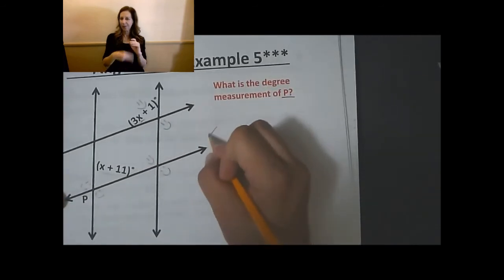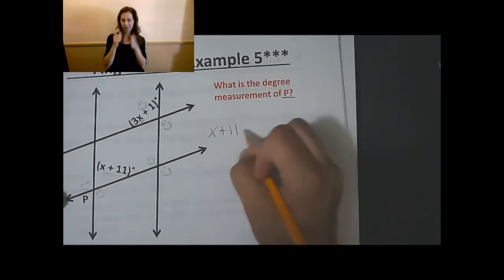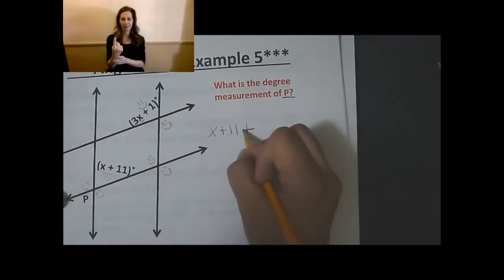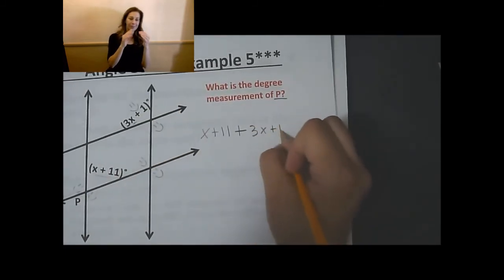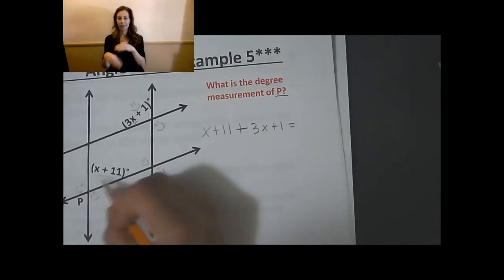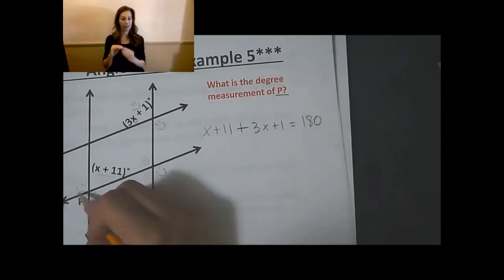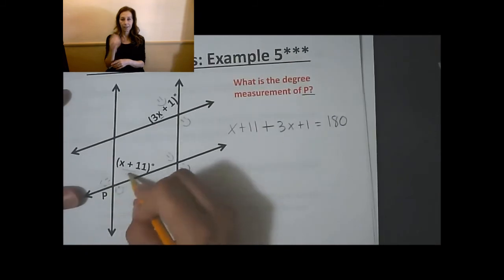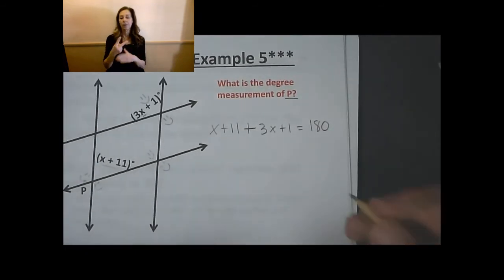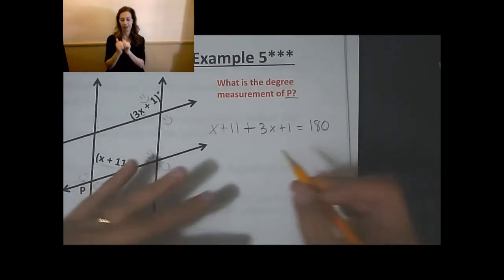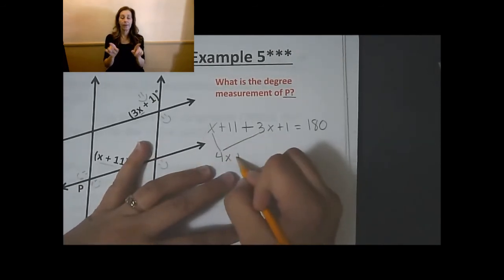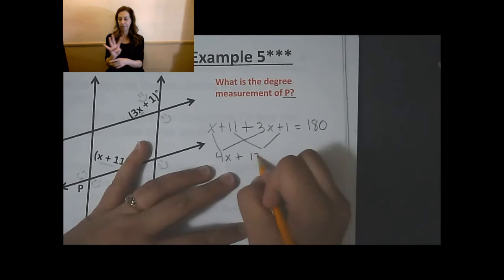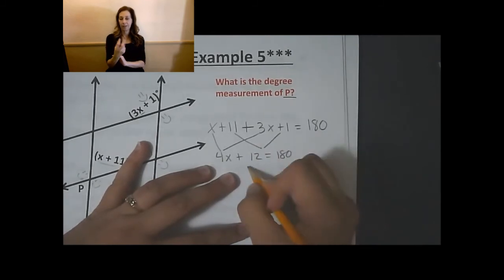So I need to add this up to the smiley face. I'm going to write x plus 11 plus smiley face. Smiley face was 3x plus 1. I'm going to add them up to equal 180, because they should equal 180 together. Alright, combine like terms: 4x plus 12 equals 180.